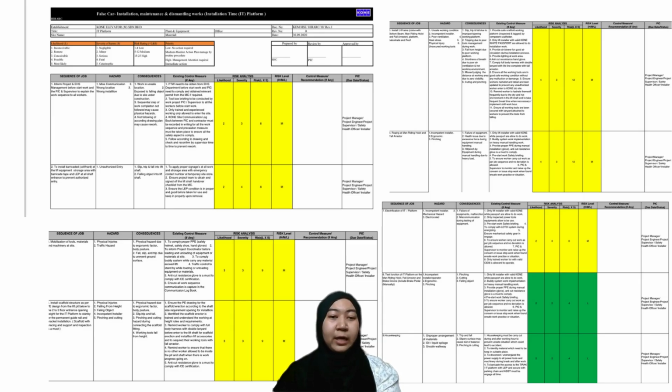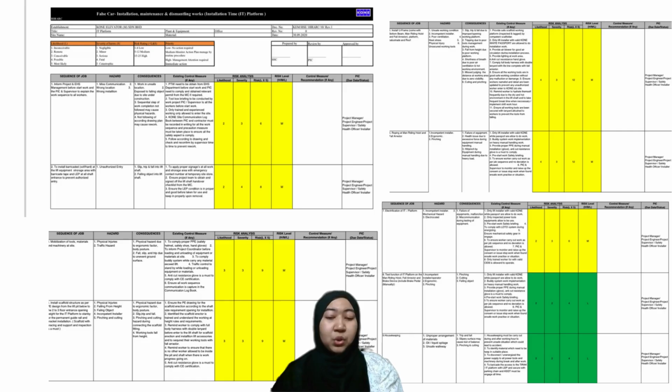Okay, we managed to get one example of the HIRARC from one of the companies that we interviewed, which is Kone Elevator Malaysia Berhad. The competent person who handles this is Mr. Muhammad Qayyum. As we can see here, the HIRARC form contains the job steps, sequence of job, hazard, consequence, and then the control measure, which is to control that risk.